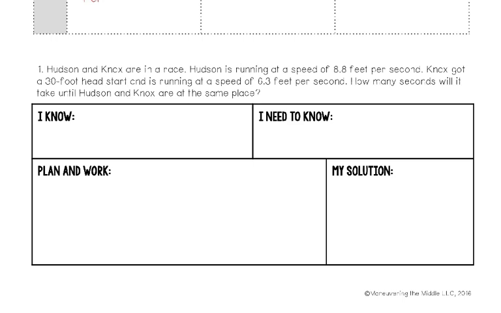Underline along with me. It says Hudson and Knox are in a race. Hudson is running at a speed of 8.8 feet per second. Knox got a 30-foot head start and is running at a speed of 6.3 feet per second. How many seconds will it take until Hudson and Knox are at the same place?